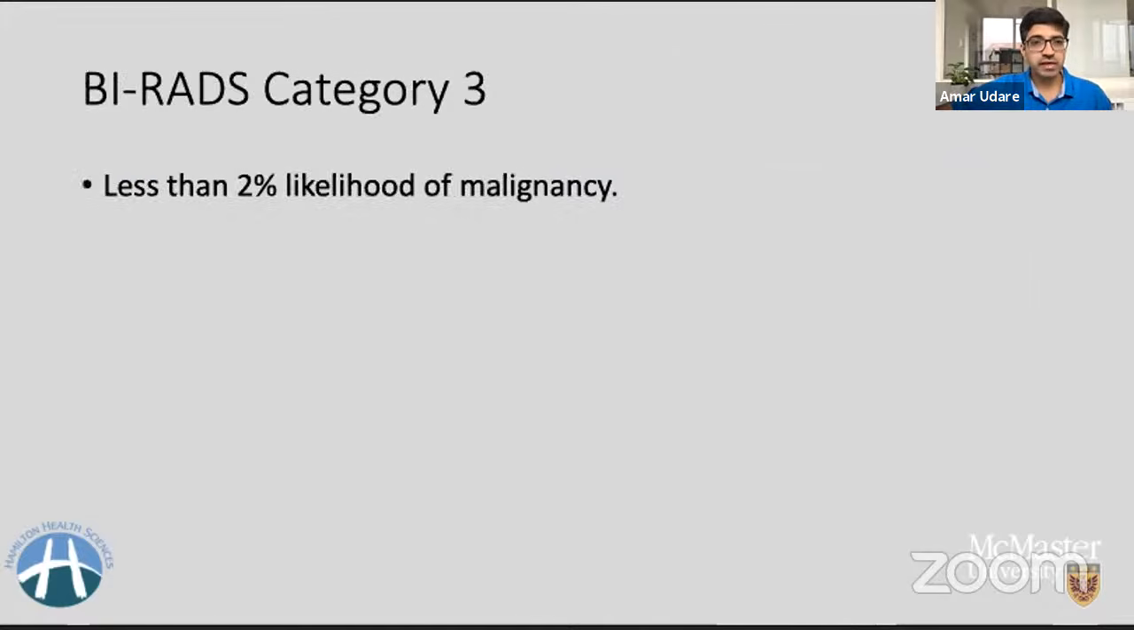Okay, so some teaching points about this case. As we discussed, BI-RADS 3 category lesions have less than 2% likelihood of malignancy. The likelihood increases as you go through categories 4, 5, and obviously 6 is known cancer.